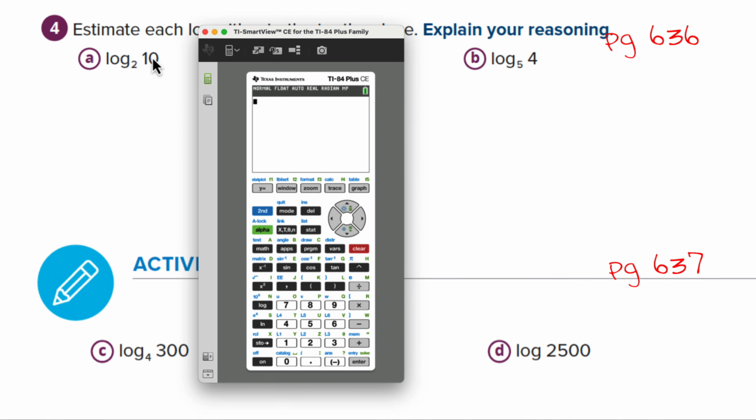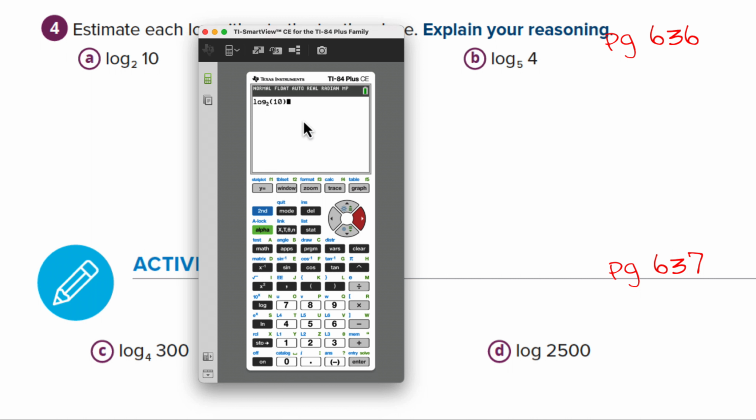Log base 2 of 10. Let's check it out. If you hit your calculator, you hit the math button, and you scroll to the bottom of the list, there's this one called log base. So you can just type in the 2, you can type in the 10. So before I hit enter, let's approximate and see what we're supposed to get here.